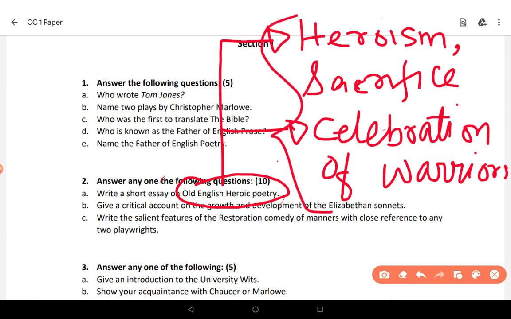These are some of the important characteristics of Old English heroic poetry. The subject matter is usually heroism and sacrifice. It talks about the celebration of warriors. In the case of Beowulf, we see what a great, brave warrior Beowulf is. We talk about how great they are in terms of physical strength as well as mental fortitude.